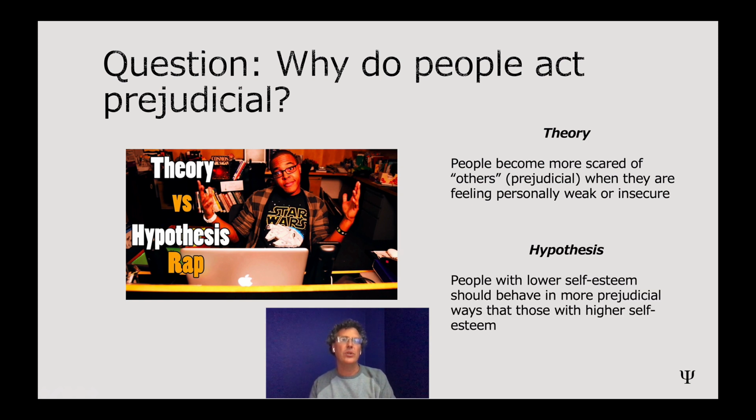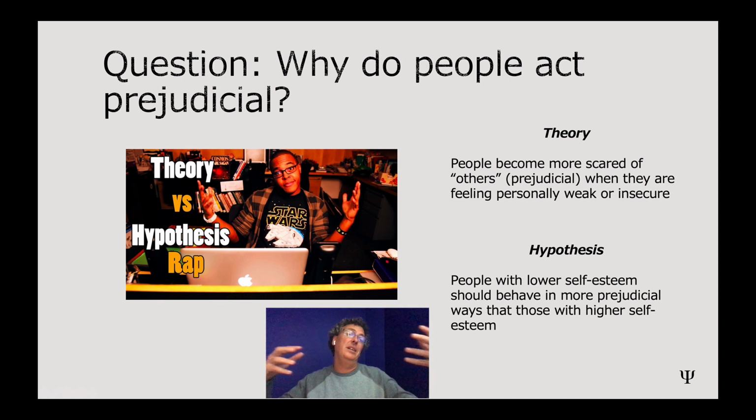A theory. So in this context, the theory would be something like this. People become more scared of others when they're feeling personally weak or insecure. So when their self-esteem is low, when they lose their job, whatever, I say here more scared, but maybe I should have just said more prejudicial of others, okay? Because it's not really clear that they're scared of these people. It's more that they're angry with them. They're choosing them as a target for their frustration, so to speak. Okay, so let's say that's the theory.